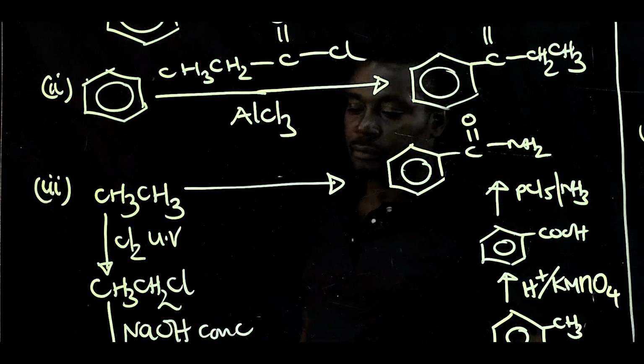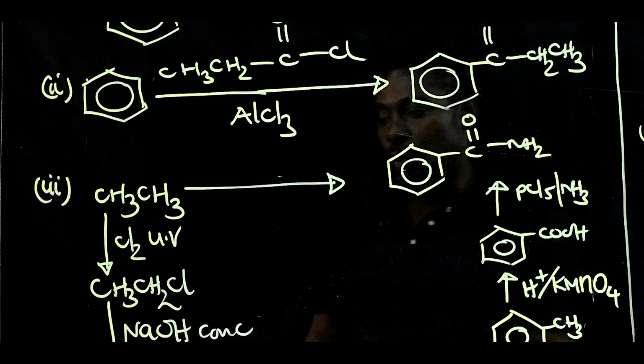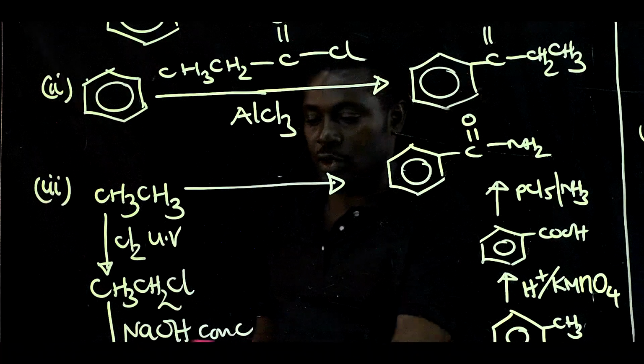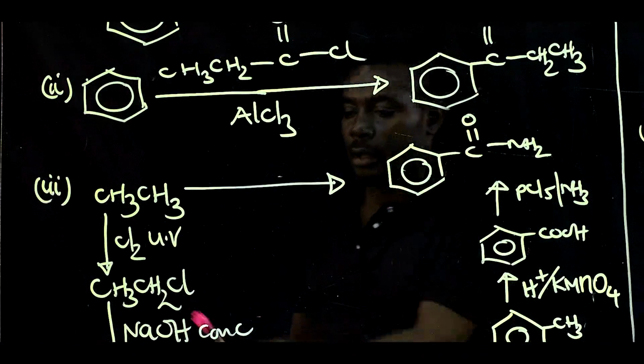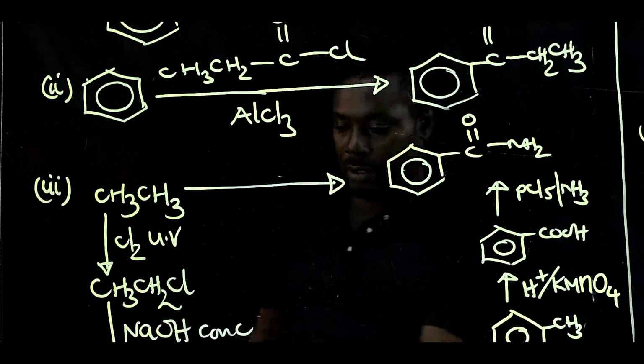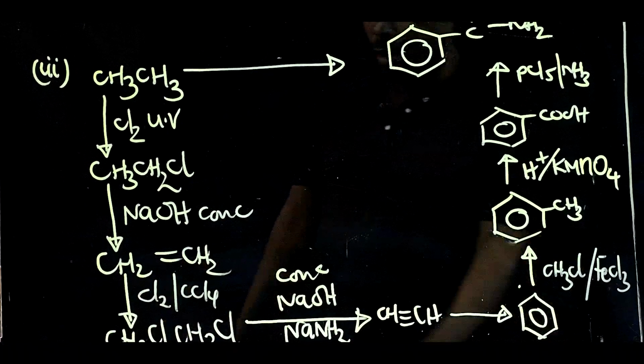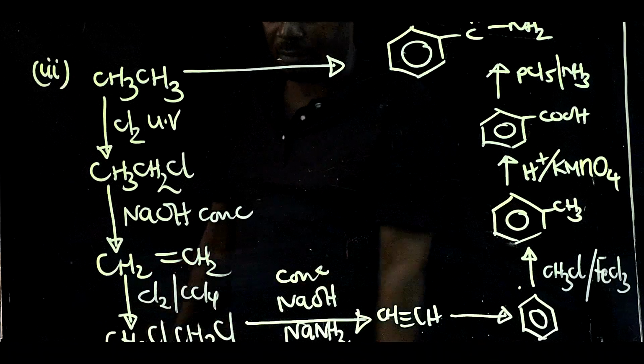Chloroethane should be converted into a double bond. Once treated with concentrated sodium hydroxide, an elimination reaction takes place at the alpha and beta carbon, which results in the formation of a double bond. That double bond compound is known as ethene.